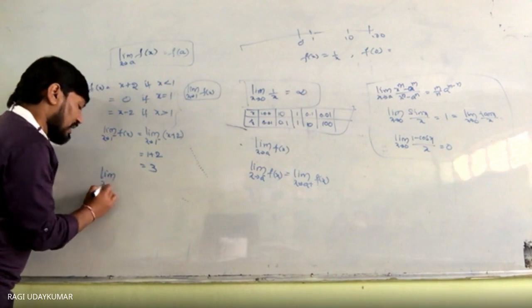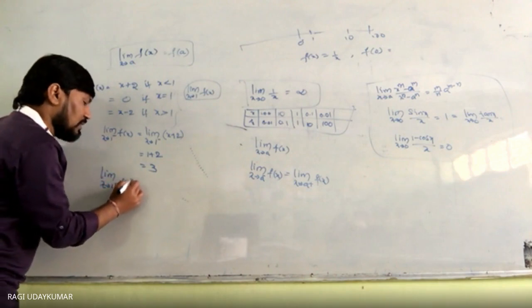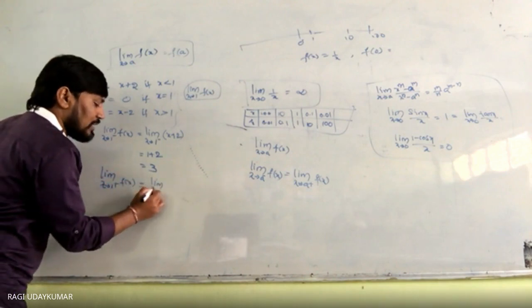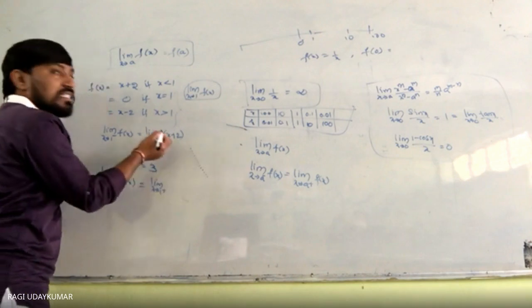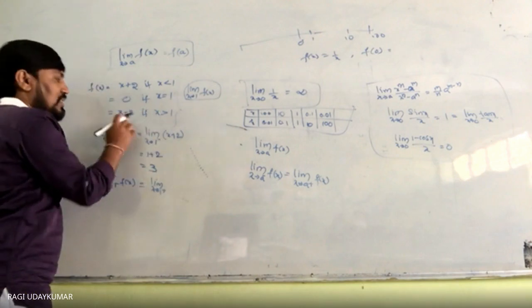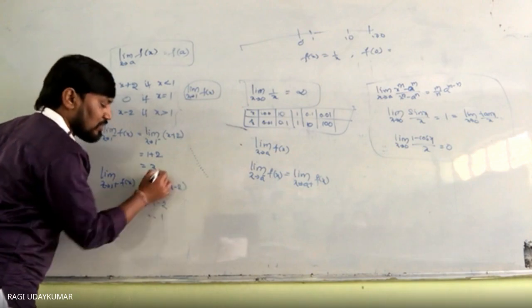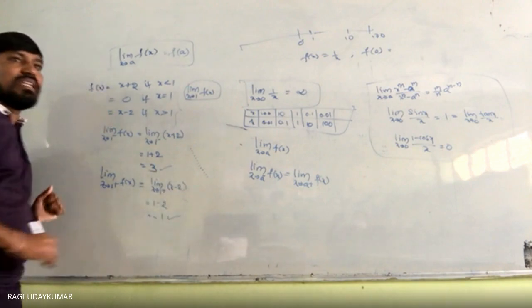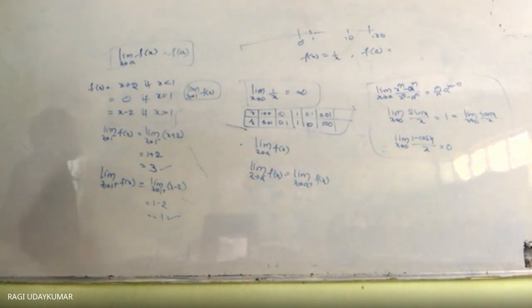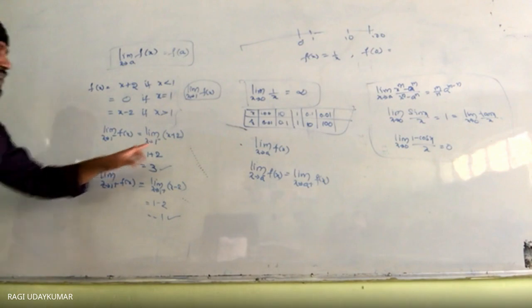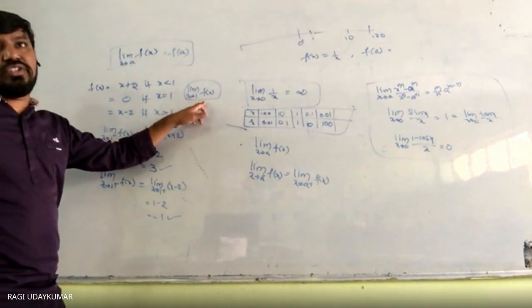And in the same way, the limit as x tends to 1 plus of f of x is nothing but, for x greater than 1, x minus 2. So you are going to get 1 minus 2, which is equal to minus 1. Here we get 3 and here minus 1. So the limit is not existing. That is, the limit as x tends to 1 of f of x does not exist.